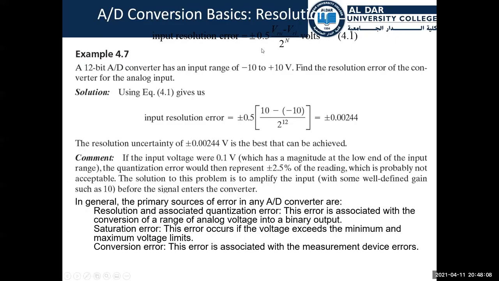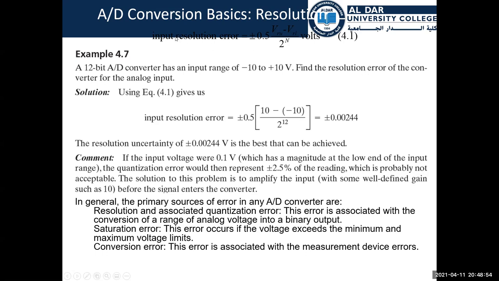This is an example. We can use the input resolution error equation, 0.5 times V upper minus V lower, where these are the reference upper and reference lower, over 2 to the power n. And then we use this equation for this example. This example has a 12-bit analog to digital converter with an input range of minus 10 to plus 10. This means the range is 20. Find the resolution error of the converter for the analog input. So our objective is to find the resolution error.